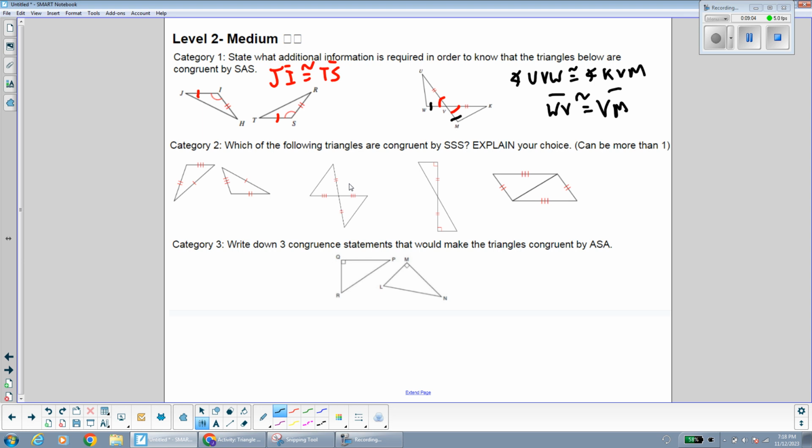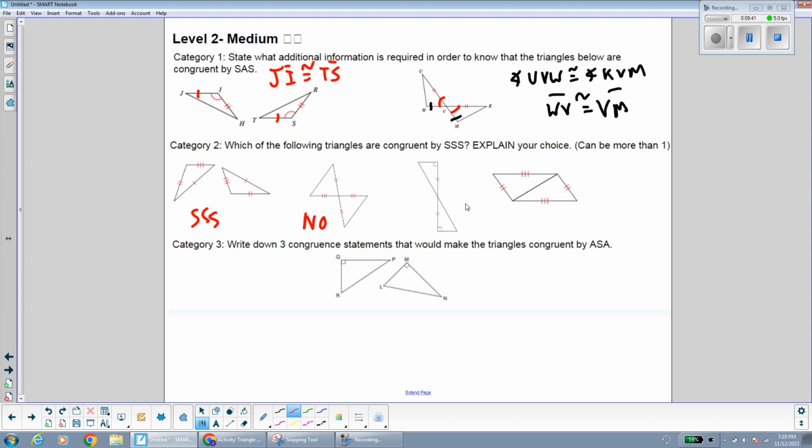Next one, which are congruent by SSS, by side, side, side? Obviously, this first one. There are 3 pairs of congruent corresponding sides. Not this one. There's only 2 pairs of congruent corresponding sides. We don't know anything about these 2 sides. We have vertical angles, but that gives you an angle, not a side. So I'm going to put down here, no, these are not congruent by side, side, side. By side, angle, side, yes, but not by side, side, side.